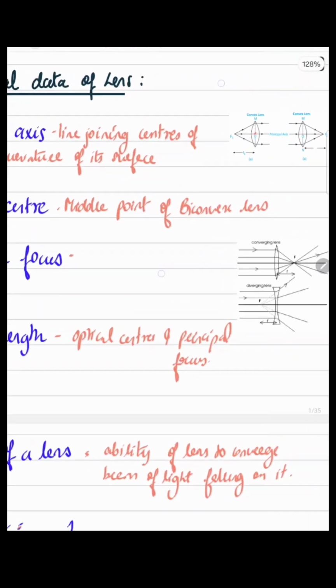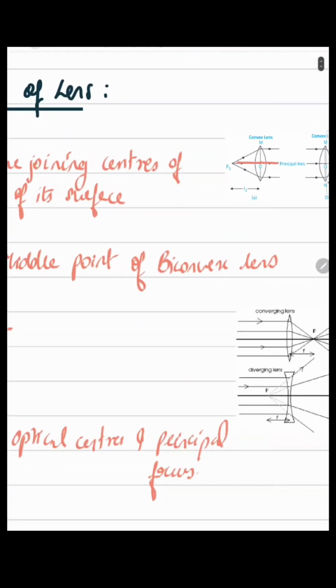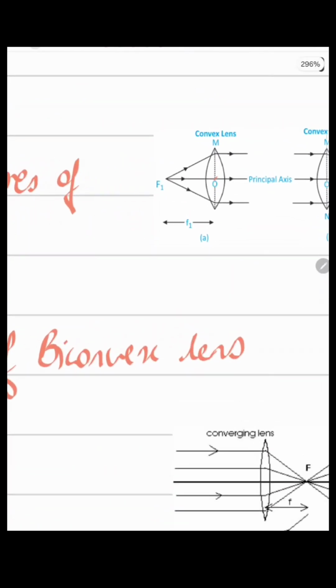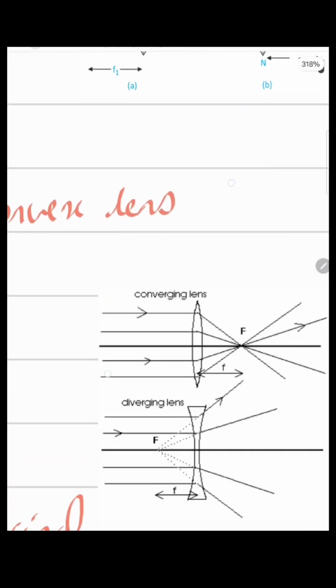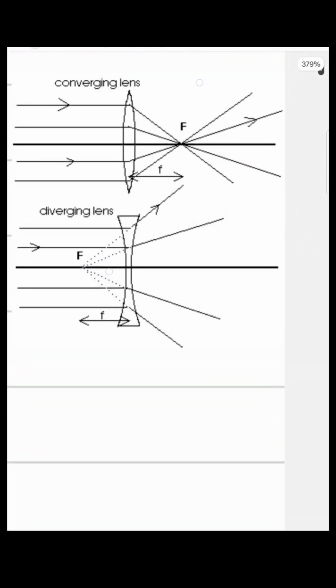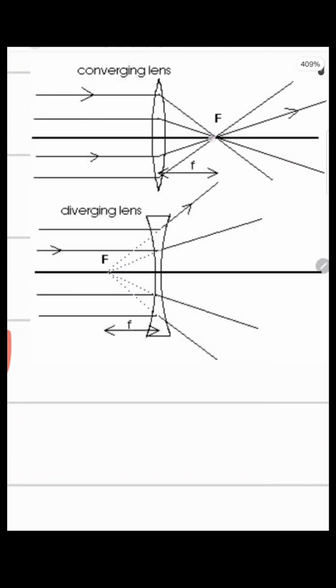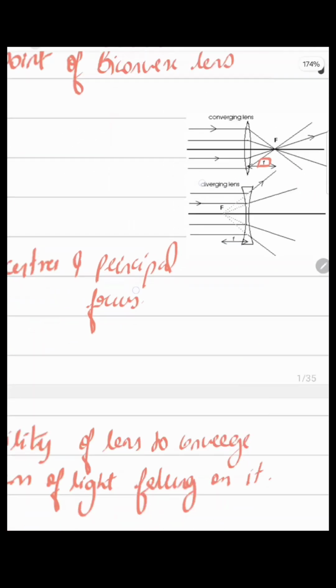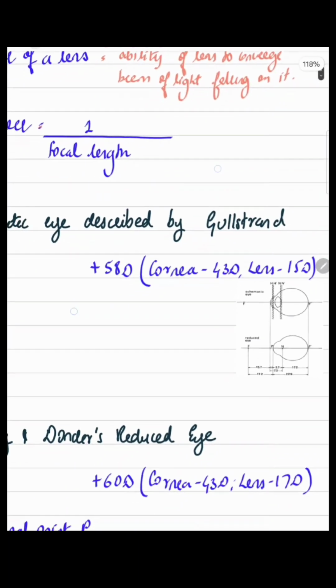So this is the principal axis, the line joining the centers of curvature of its surfaces. Then we have the optical center, the middle point of the biconvex lens, and the principal focus, a point on the principal axis where parallel rays of light, after passing through the lens, converge in a convex lens or appear to diverge in a diverging lens. Focal length is the distance between the optical center and the principal focus. Power of a lens is the ability of the lens to converge a beam of light falling on it. Power is equal to 1 by focal length.